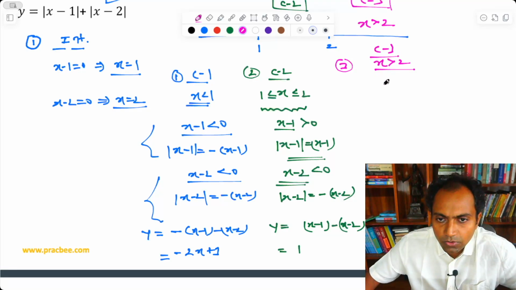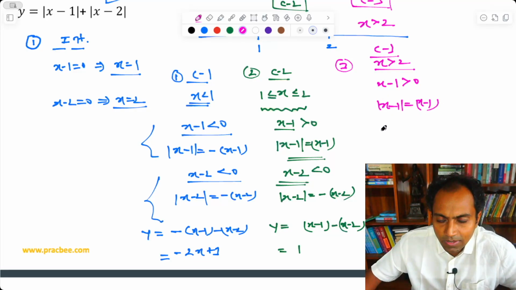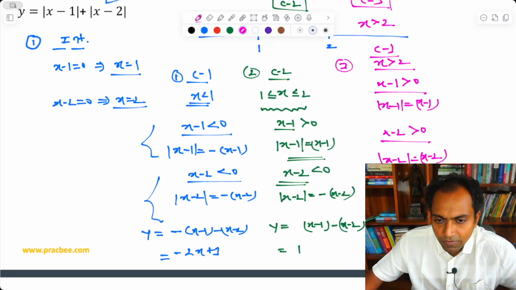So in this case, x minus 1 now would be positive, as a result, when you take the modulus of x minus 1, it would be interpreted now as x minus 1. Similarly, x minus 2, if you check, will also be positive, and hence the modulus of x minus 2 will also be interpreted as nothing but x minus 2. Once you have both of these, you can find the value of y by substituting the values. So the first part becomes x minus 1, the second becomes x minus 2, and as a result my final answer comes out to be 2x minus 3.